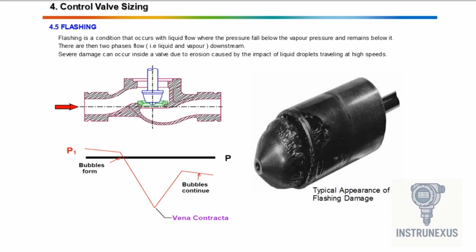Why? Because high-speed liquid droplets traveling in this mixed flow can cause severe erosion on valve internals and downstream piping. The constant impact at high velocity leads to metal loss, scoring, and material fatigue. Unlike cavitation, where the vapor bubbles collapse back into liquid, flashing is permanent vapor formation within the process line, and it's much harder to eliminate once it begins.